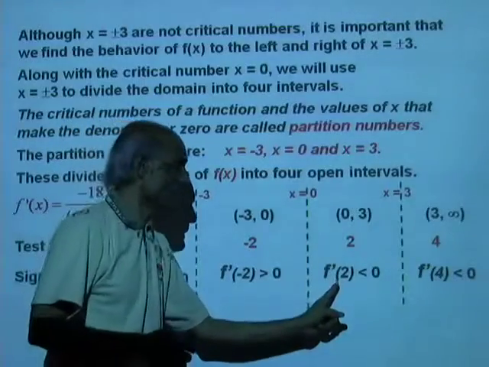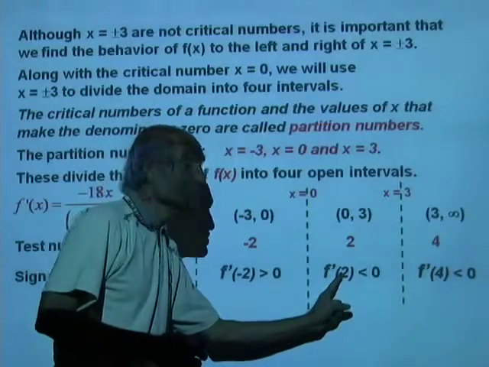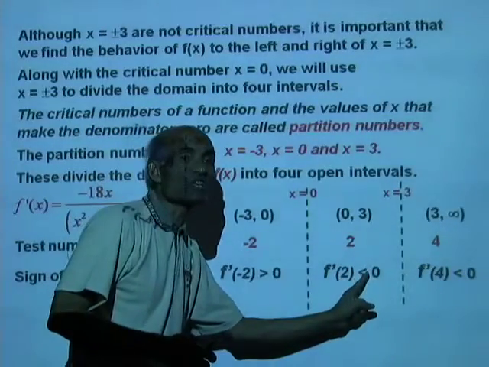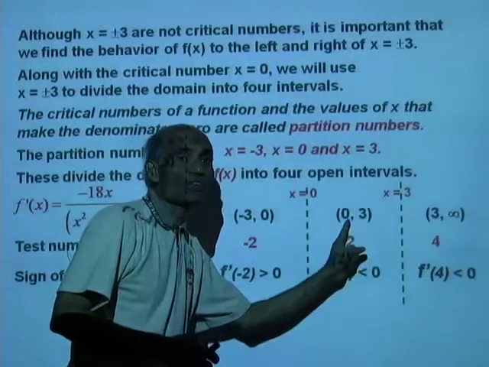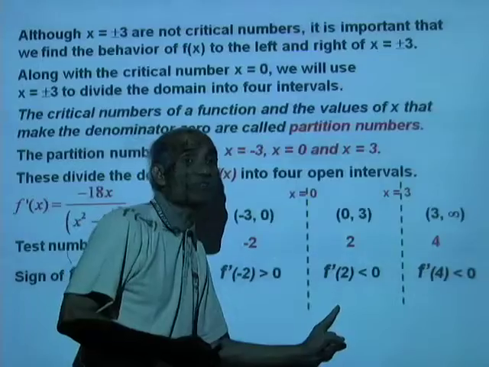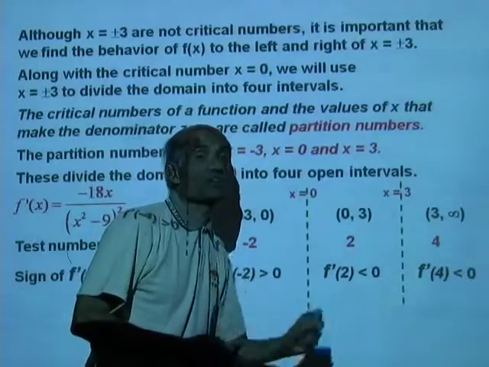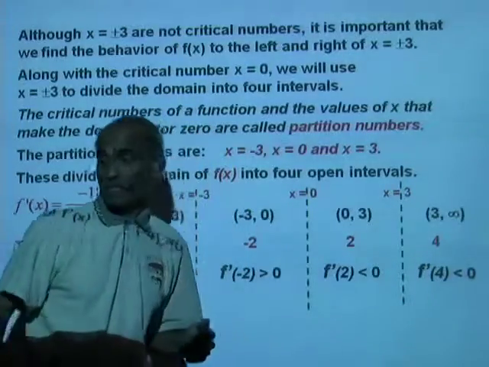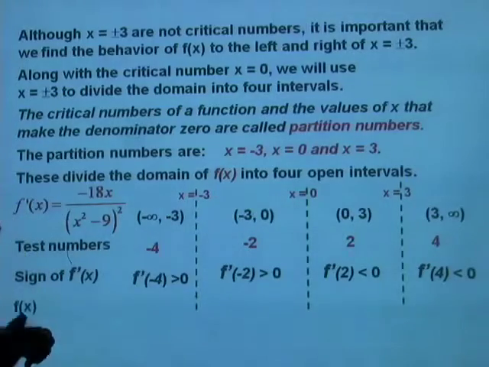All right, let's go there. The derivative is negative on the interval 0 to 3. Therefore, the function is decreasing. And similarly, from 3 to infinity, the function is decreasing.